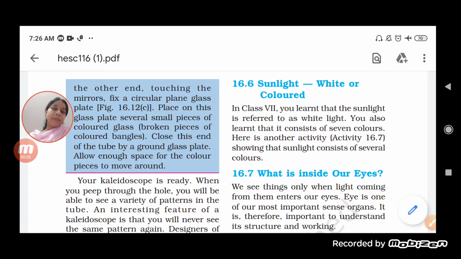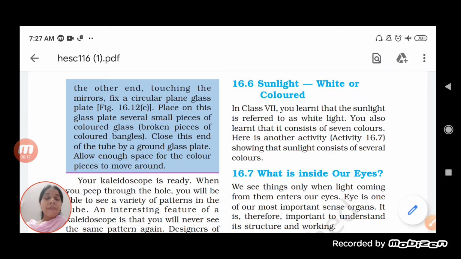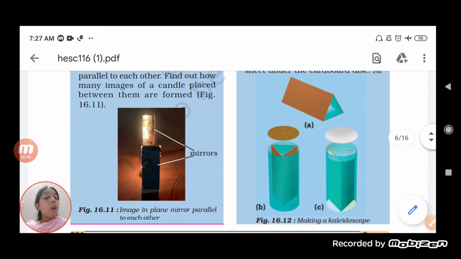So students, in the previous class in this chapter, that is light, we were talking about regular and irregular reflection. We have seen that if a surface is a plane, then the beam of light which falls on the surface will get reflected in the same way as it has arrived. We have understood what a kaleidoscope or a periscope is.